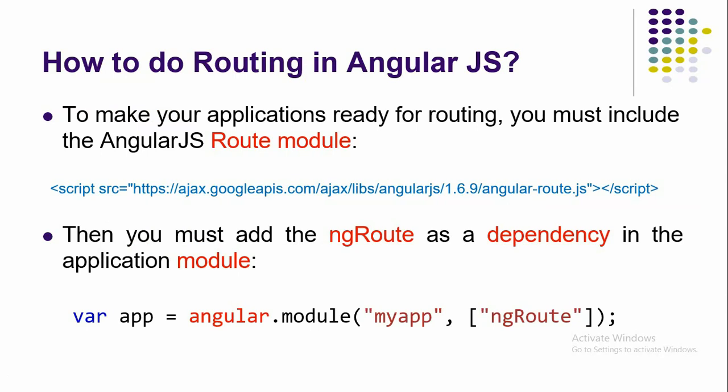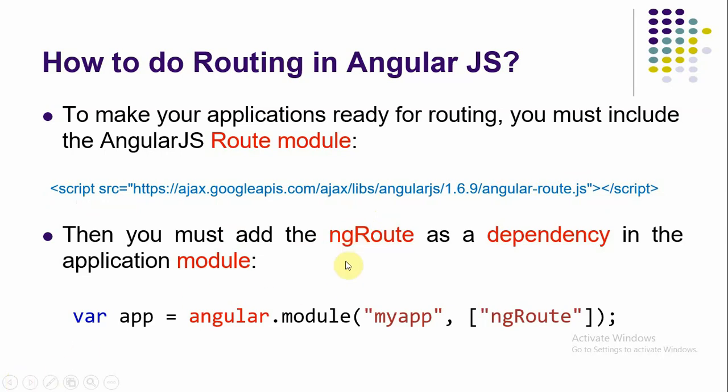To implement AngularJS routing, first we need to include the route module by using an external JavaScript library. That is the angular-route.js file, which we need to download, or we can use the link with a script tag. This is the link we have to copy and include in our HTML program. When we include this, we can use the AngularJS route module. So now let us see how to include the route module.